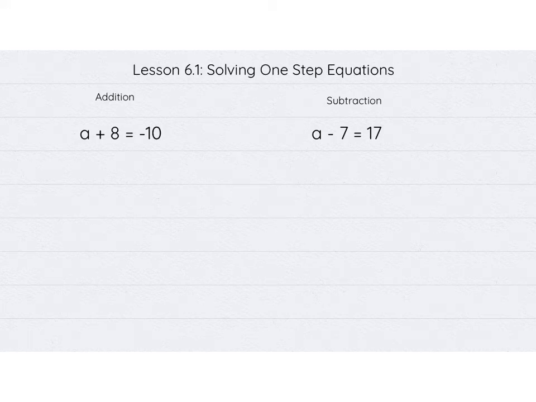Hello everyone. So here's lesson 6.1, solving one-step equations. I'm just going to go through them quickly.